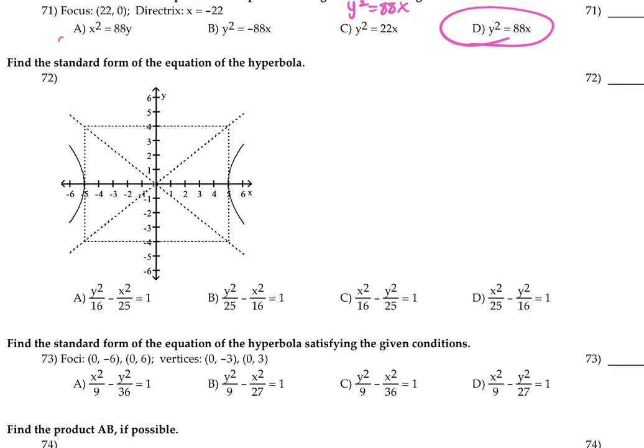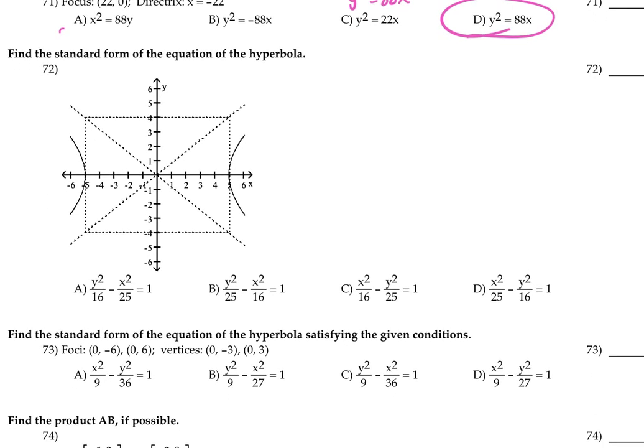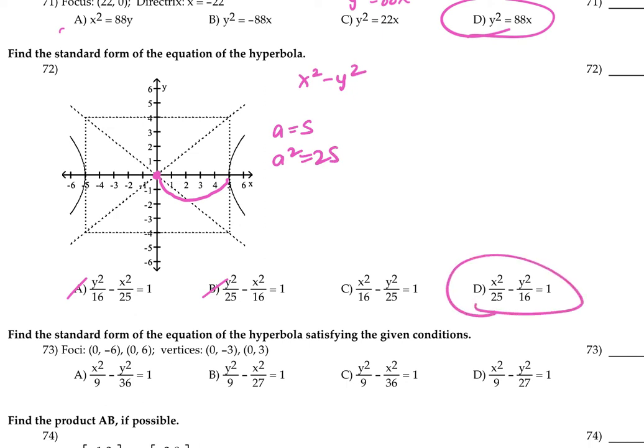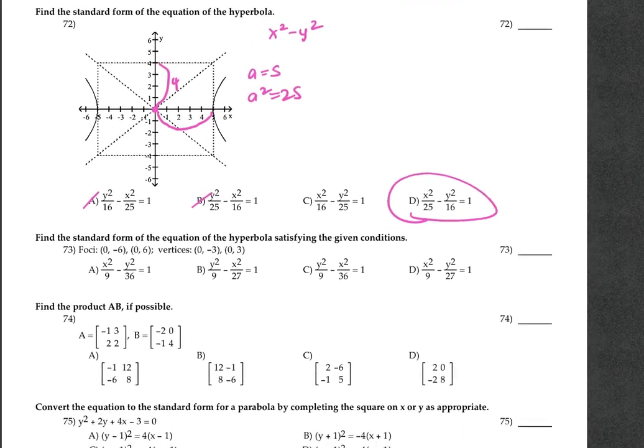72 says to find the standard form of the equation of the hyperbola. So we know that it's pointing to the right and the left, which means it's an x squared minus y squared. We can already eliminate half the choices. The center's at 0, 0. The a is the distance from the center to the vertex. So the a is 5, which would make a squared 25, and that goes under the x. And then the b is 4, so the b squared would be 16, confirming that last choice.